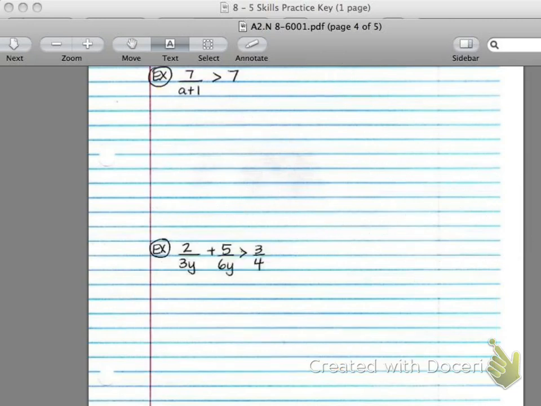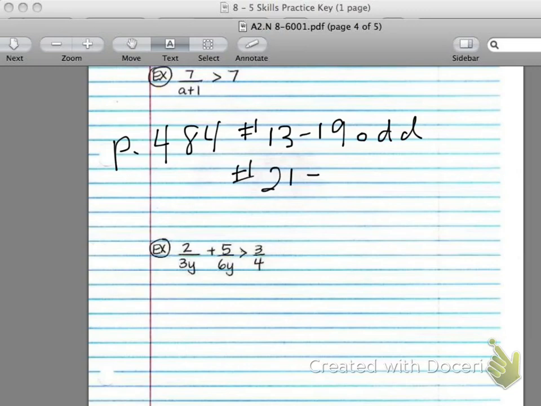Yes. So here's your homework for tonight. Page 484, numbers 13 through 19 odd. Numbers 21 through 31 odd. And 35. Okay, what do we have tomorrow?